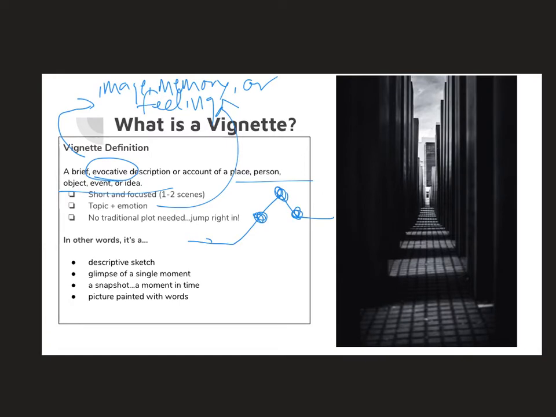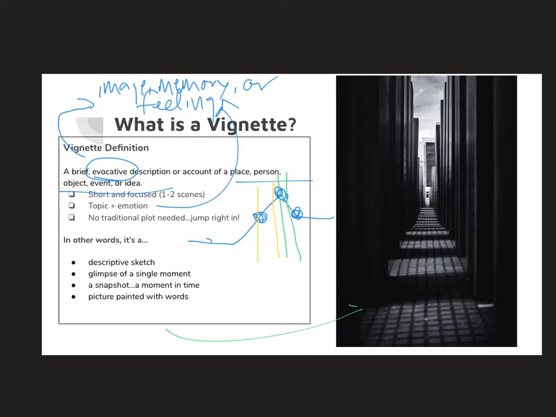What you can do in your vignette is your vignette could be just the rising action. Your vignette could be just the climax and the falling action. It doesn't have to follow the traditional arc of the story where you're introducing the characters and describing what they look like and all that stuff. That's not important in a vignette. The most important thing is you get right to the point. So in other words, a vignette is a descriptive sketch. It's a glimpse of a single moment in time. It's a snapshot. It's, to the best extent that you can, a picture painted with words.